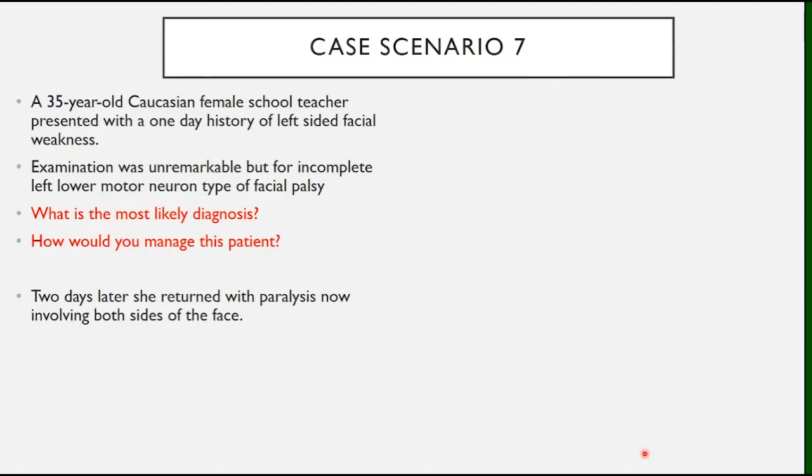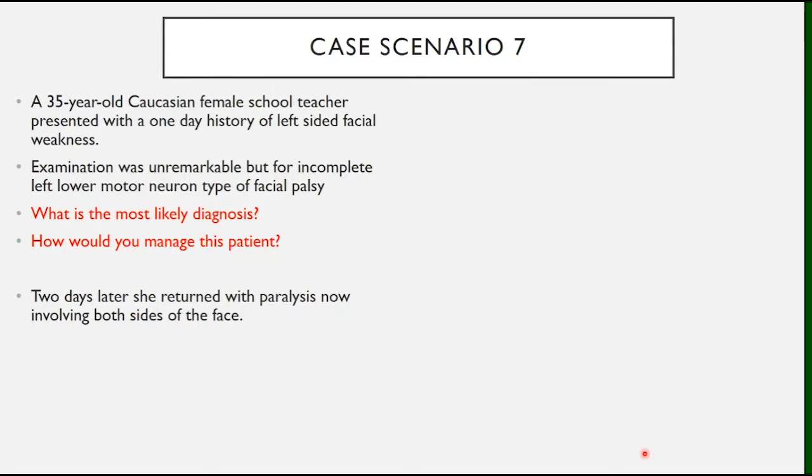Yeah. So now she comes back and she's got bilateral facial nerve palsy, lower motor neuron. So that's the change of differential. Do you still think it's Bell's palsy? And she's received the steroids and antivirals? No, she didn't receive anything. She was just discharged.